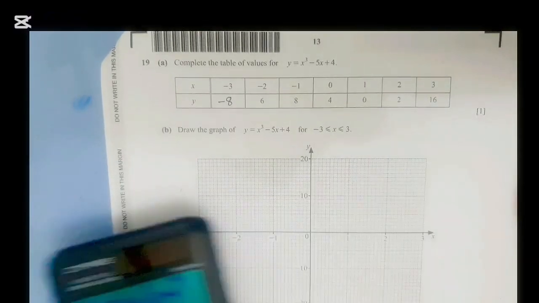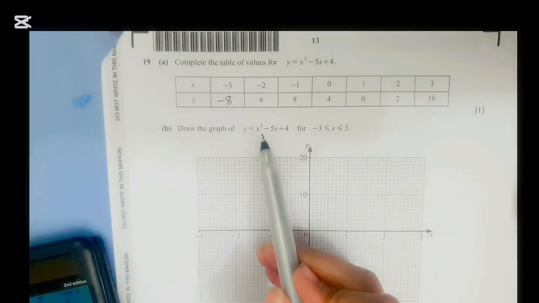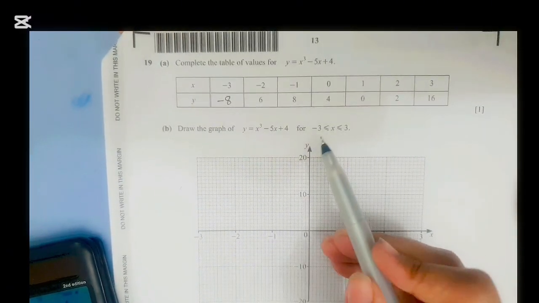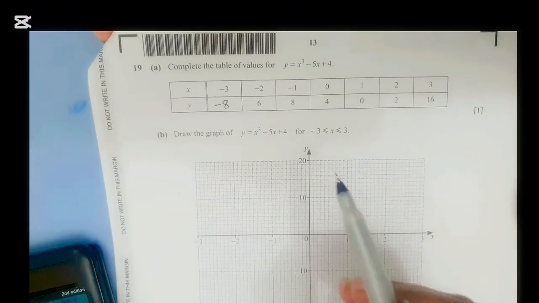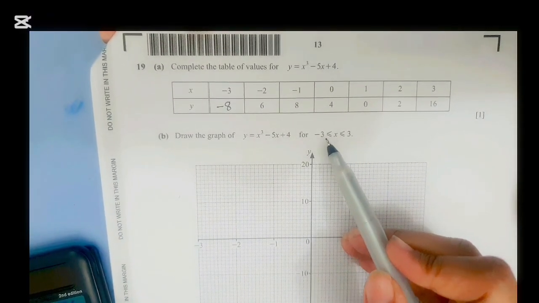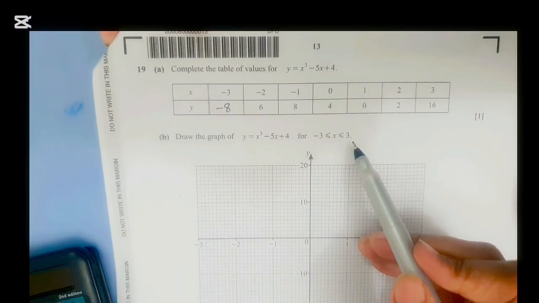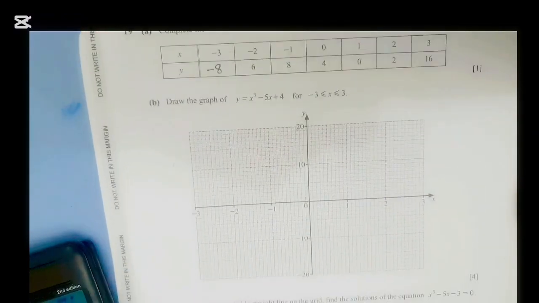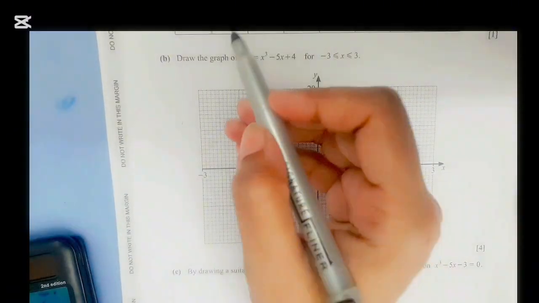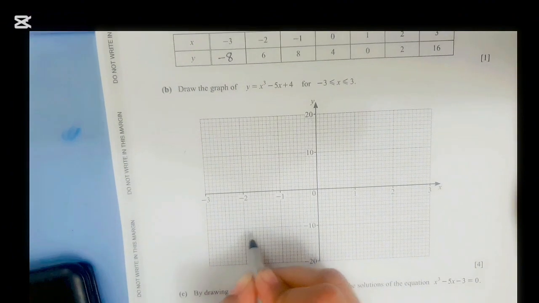Now part 2 is to draw the graph of y equals x cube minus 5x plus 4, and the range is given: x greater than or equal to minus 3, till less than or equal to 3. So I'm just going to plot the points. For x equal to minus 3, y is minus 8. So minus 3 and minus 8.